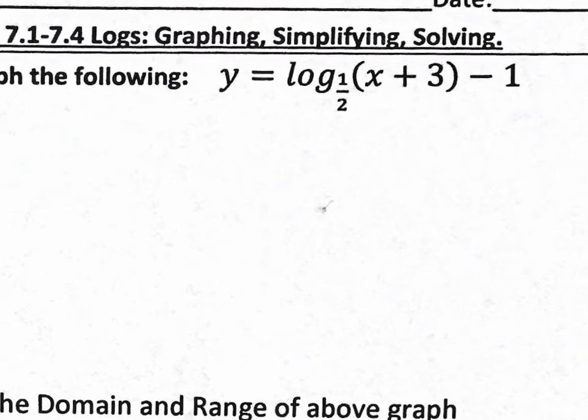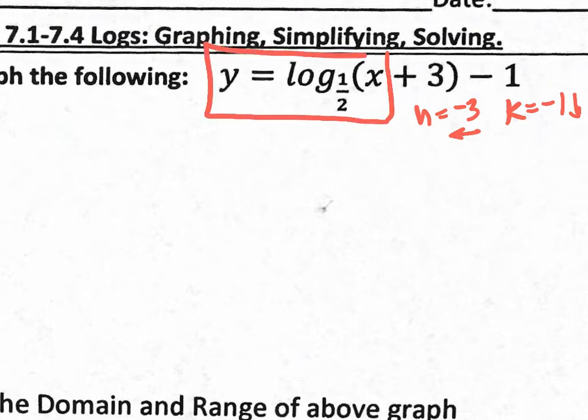The first thing to do is to identify your h and k. Your h is what? -3. And your k is what? -1, which means that you're going to ultimately shift your coordinates 3 units to the left and 1 unit down. That's after you get your coordinates of this boxed-in parent graph.